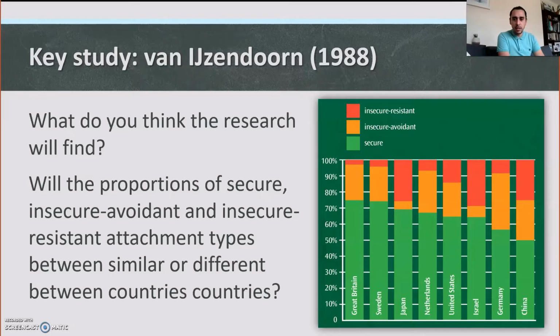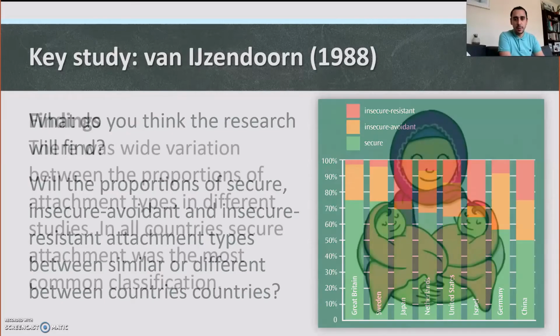You can see in countries like Britain and Sweden, insecure resistant was very rare. In Britain, I think it was only 3%, whereas in countries like Japan, Israel, and China, insecure resistant was a lot more popular, possibly up to just below 30% in Israel and just below 30% in Japan as well. Whereas insecure avoidant attachment types look to be the most in Germany, 33-ish% was insecure avoidant in Germany.